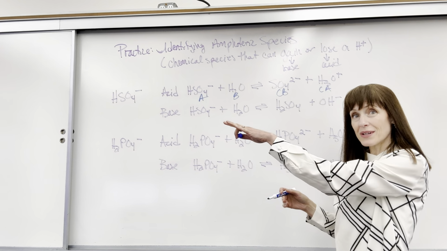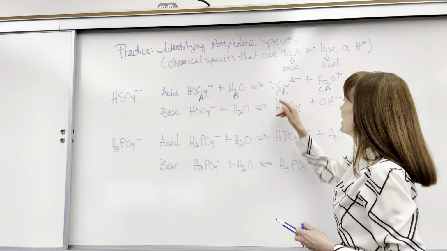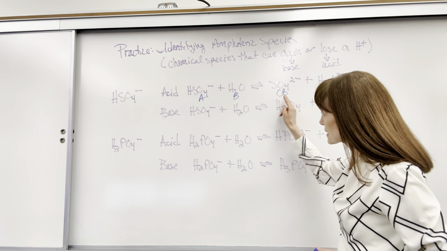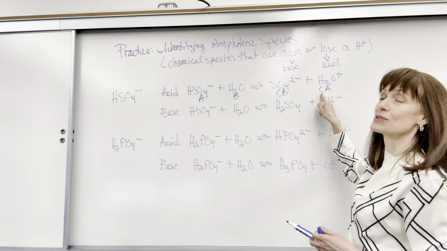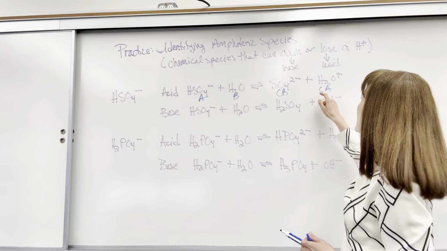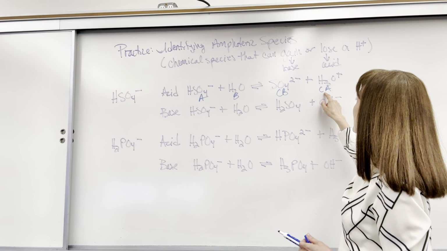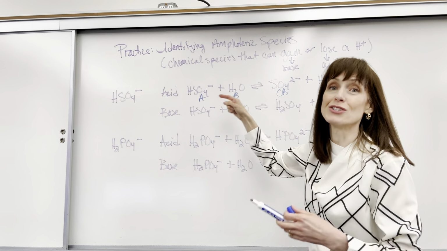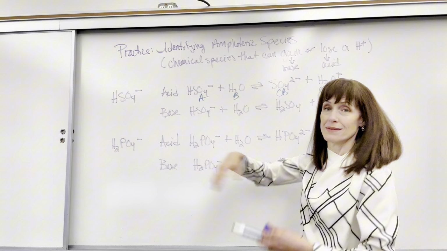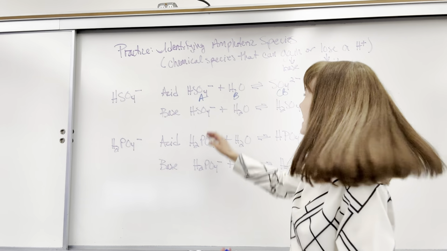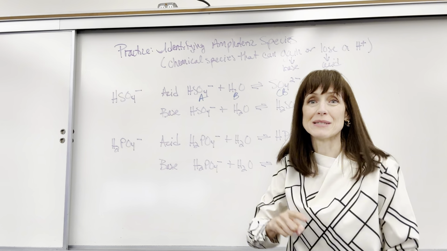If I look backwards, going in the reverse direction, the sulfate is going to accept the hydrogen, so it's acting like the base. Here, the hydronium is going to donate the hydrogen, and so it is going to go from H3O+ to H2O. That's your conjugate acid.